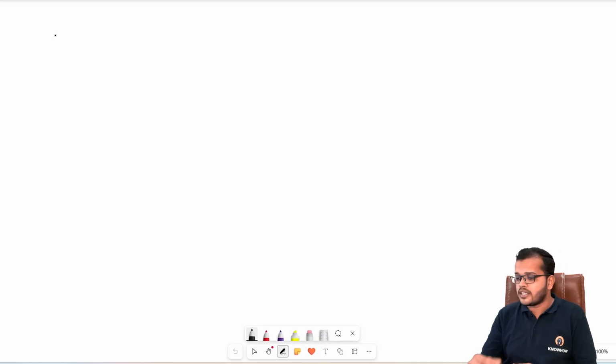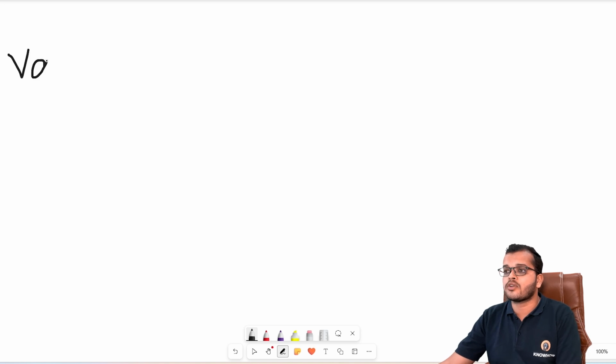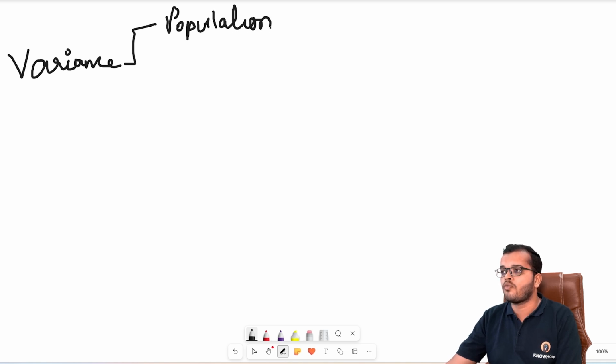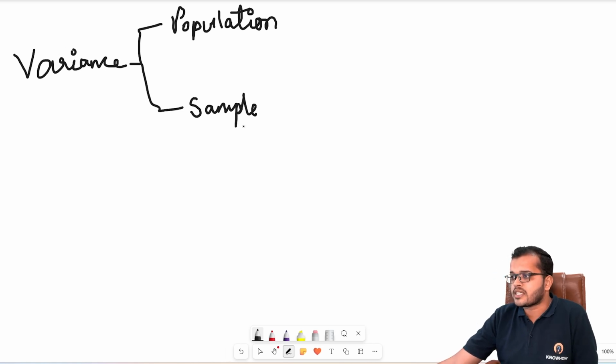So if I open it up here, under variance, we have two types. We have population variance and sample variance. These are the two types of variances: population variance and sample variance.